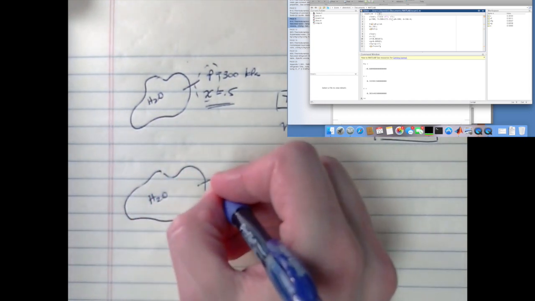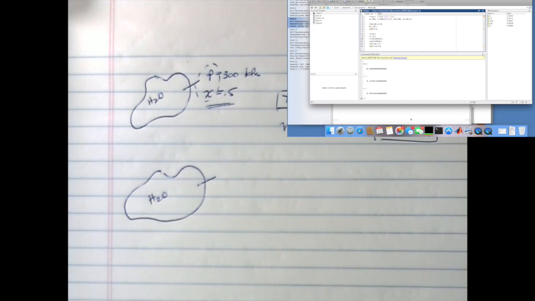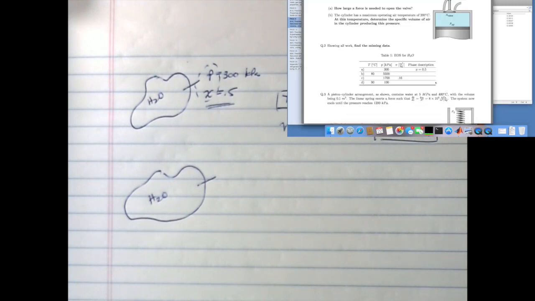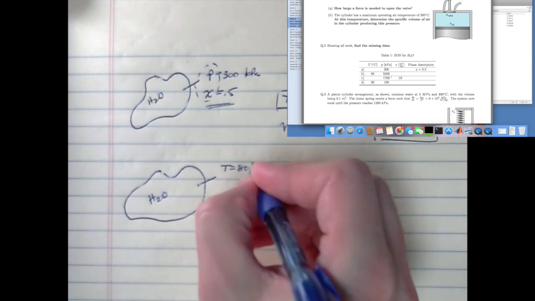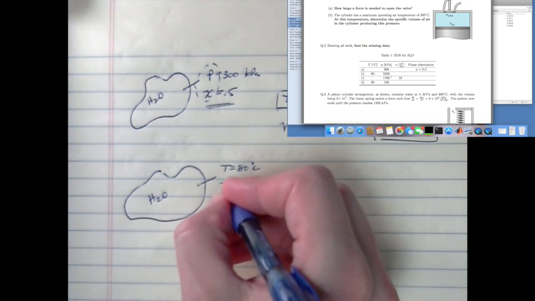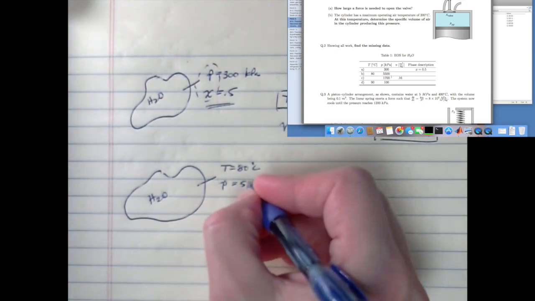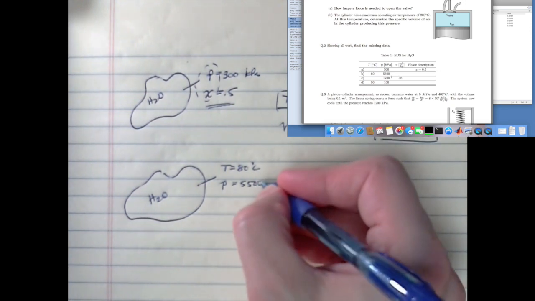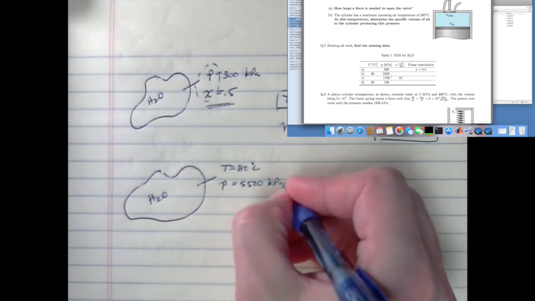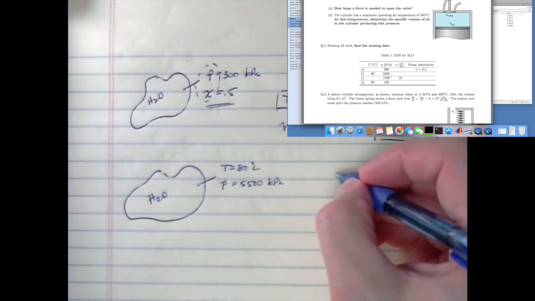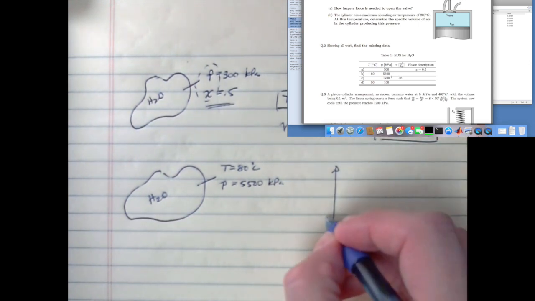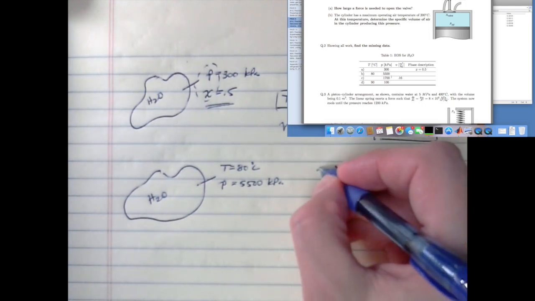Once again, we know we have H2O. And reading the problem statement, we now have a temperature of 80 degrees centigrade and a pressure of 5,500 kPa. So our first step here will be to find the phase. We're going to draw what we have, which is P and T.